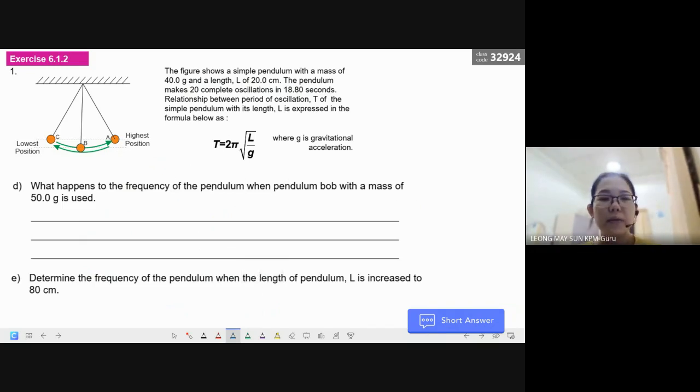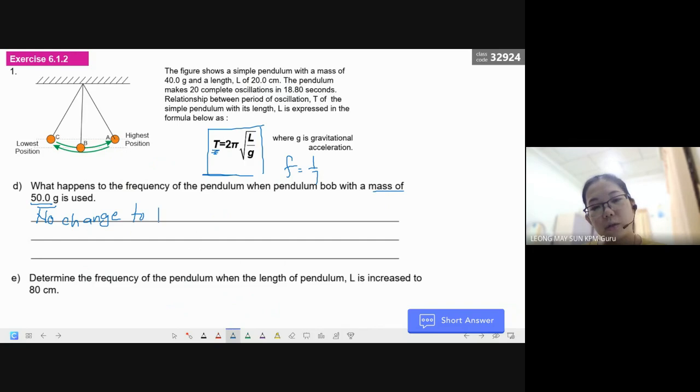Now, what happens to the frequency? This is the formula to calculate the period, and the frequency formula is 1 over T. When you change the pendulum bob to a mass of 50 grams, which means you increase the mass, actually nothing will happen to the frequency. So what happens to the frequency? No change. All right, no change to the frequency.